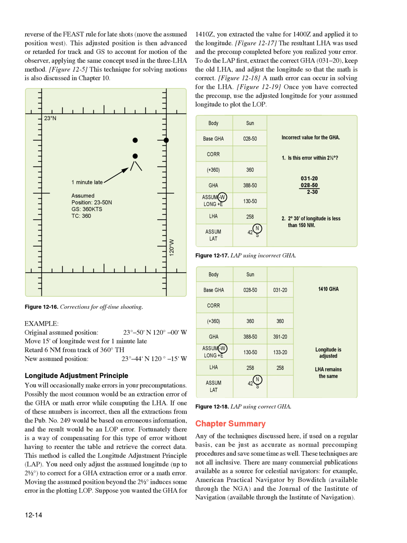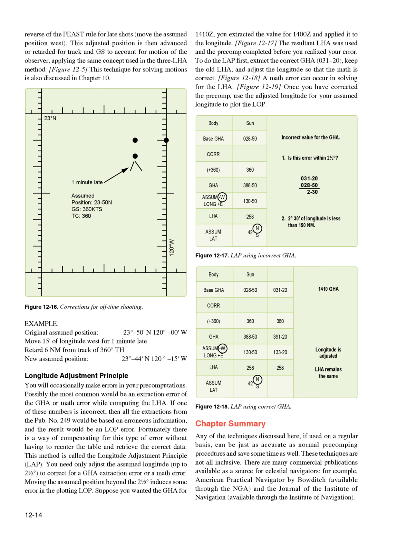Example, original assumed position, 23 degrees 50 minutes north and 120 degrees 00 west. Move 15 minutes of longitude west for 1 minute late. Retard 6 nautical miles from track of 360 degrees true. New assumed position, 23 degrees 44 north and 120 degrees 15 west.